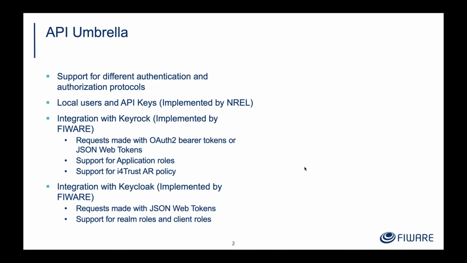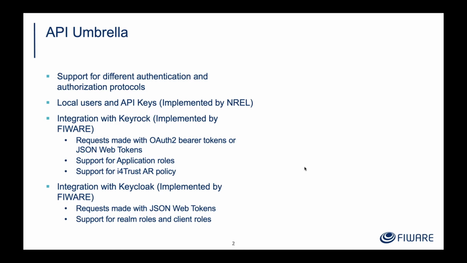But then we in FIWARE integrated API Umbrella initially with Keyrock, which you know is the identity provider that we are providing in FIWARE. So API Umbrella is supporting OAuth 2 bearer tokens and also JSON Web Tokens with OpenID Connect. And we are supporting the different application roles that are defined in the different applications within Keyrock in order to establish what roles users might have in order to access a particular resource. And then we are also integrated with Keyrock and the I4Trust authorization registry policies that are going to be presented by Dennis in the second part of the session.